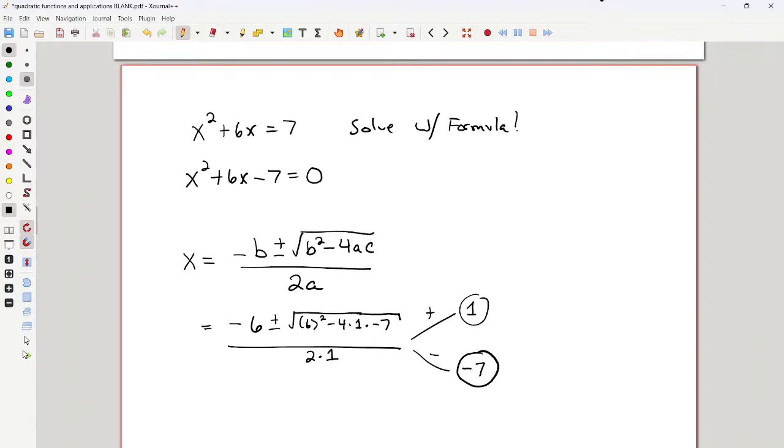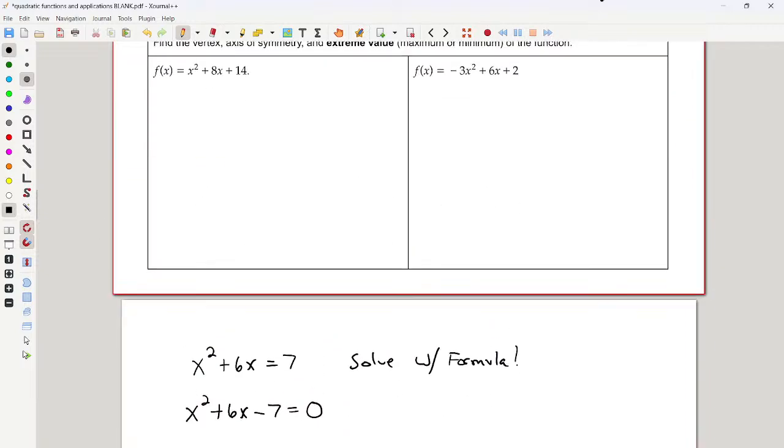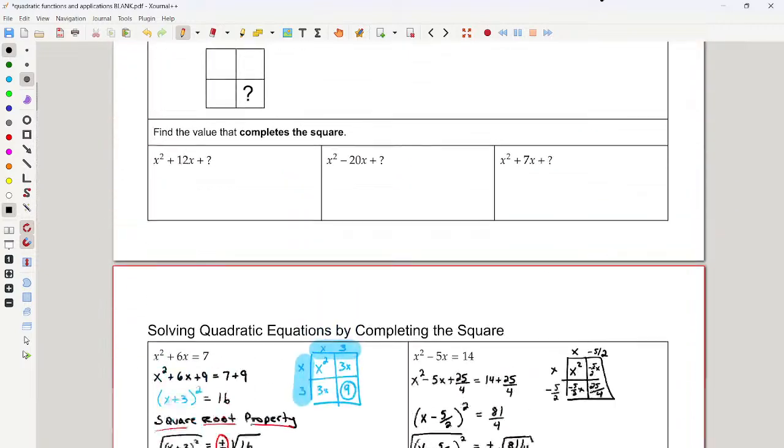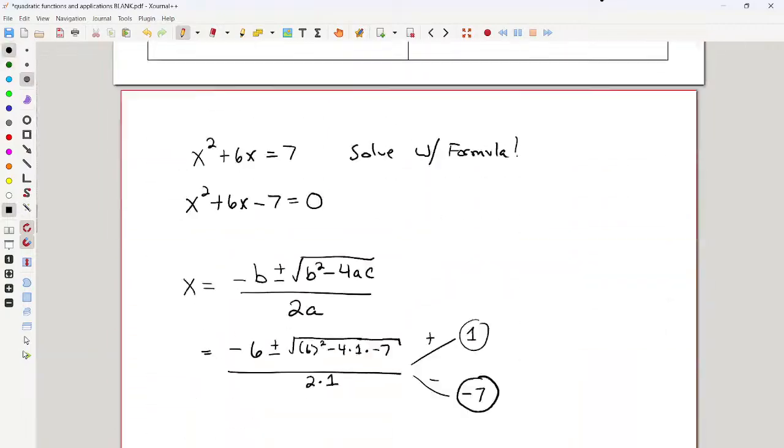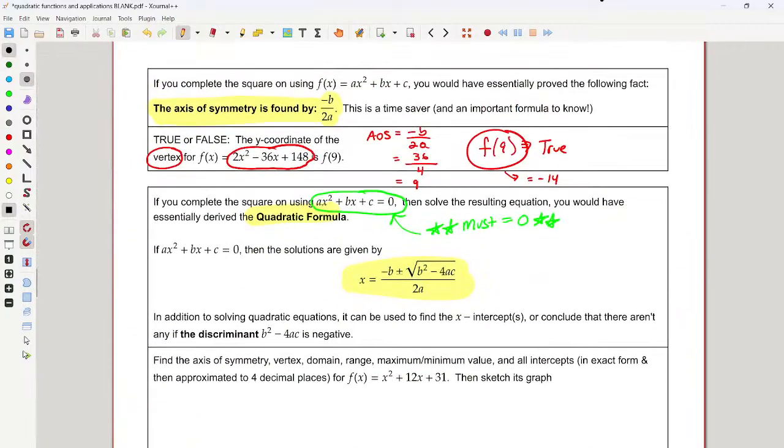Back to the concept here, be able to apply the quadratic formula. No, you don't need to memorize it. You do need to know it, just recognize it. But you don't have to memorize it. Said that a few times.